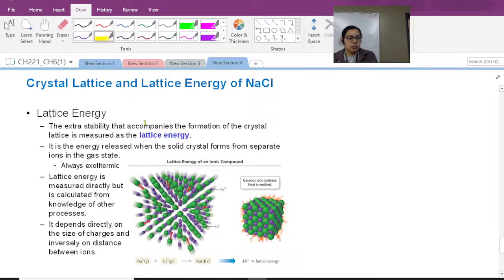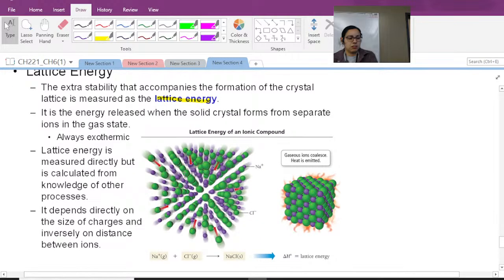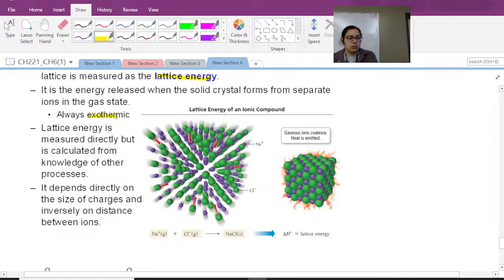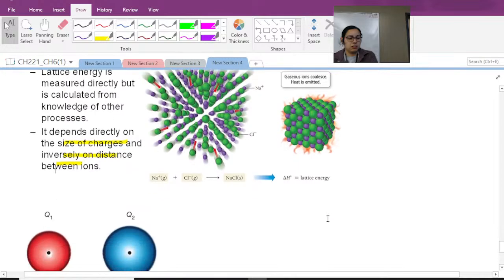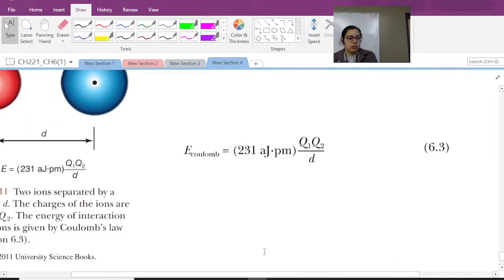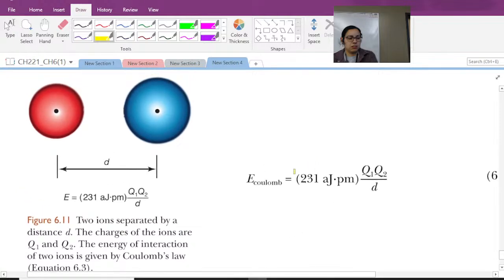So this is, again, extremely important. This is the lattice energy that accompanies the formation of the crystal. And so it's always going to be exothermic. And of course, it depends on the charges and inversely on the distance between ions. And so then we're given this Coulombic energy of attraction. And so we can just plug in our Q, so this is charge 1 times charge number 2.